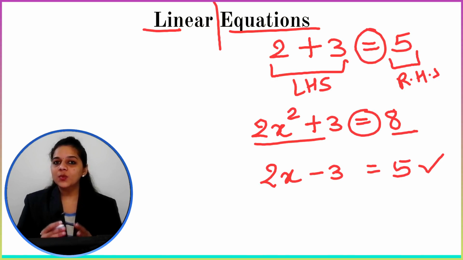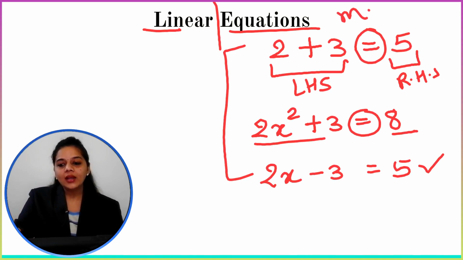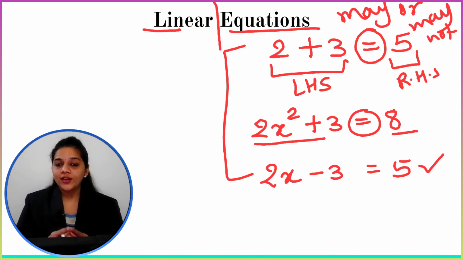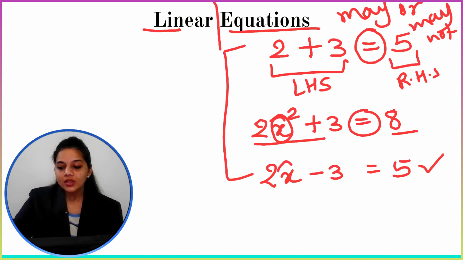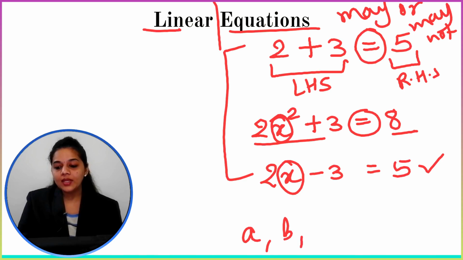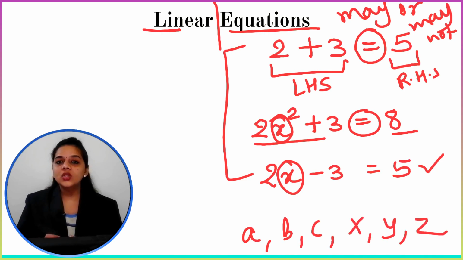Now, what is the difference between an equation and a linear equation? An equation may or may not contain a variable. What is a variable? This x is a variable. We need to find the value of the variable. It can be a, b, c, x, y, z. These all are variables. An equation is with or without a variable, whereas a linear equation is always with one variable and the highest power is 1. This is called a linear equation.